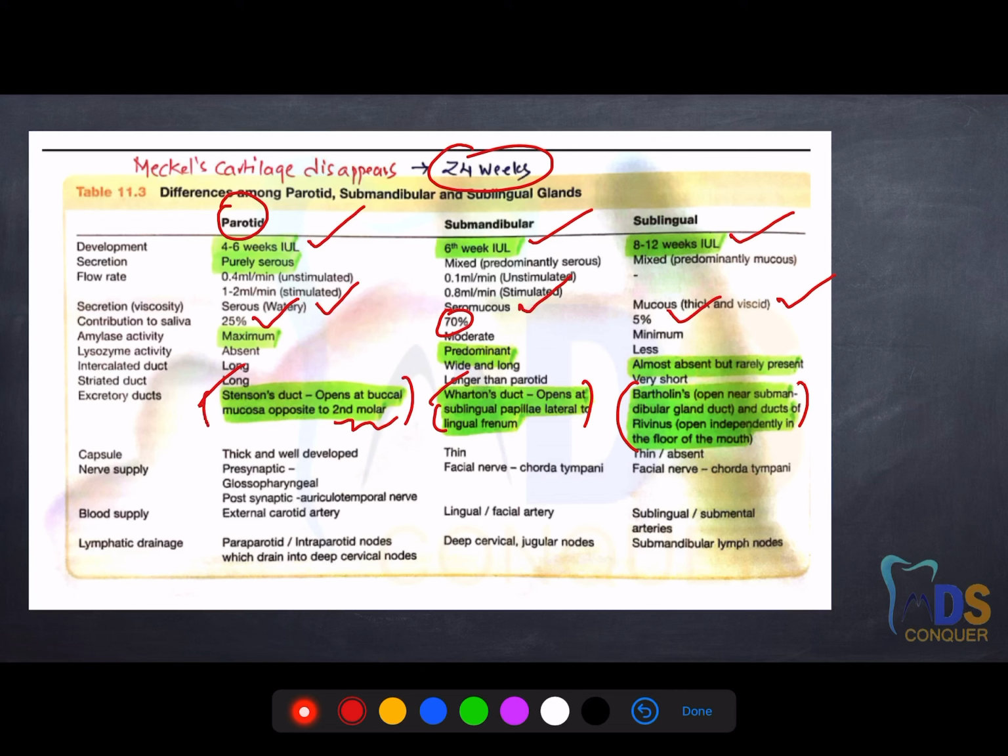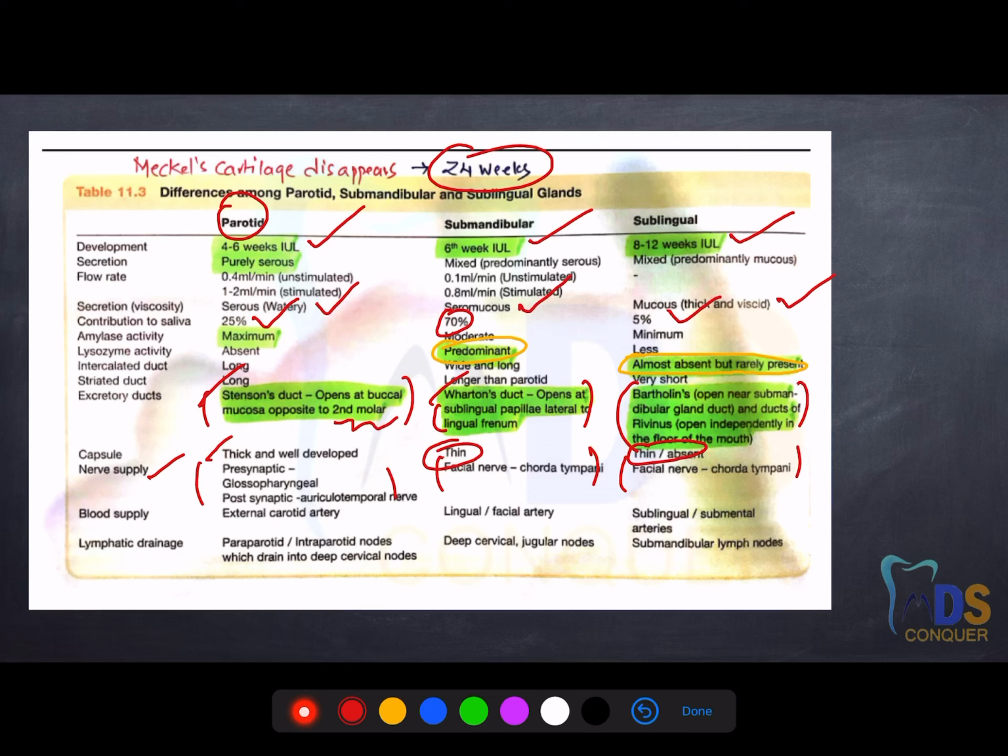Coming to the capsule, it is very thick and well developed here. Capsule is thin or absent here. And coming to the nerve innervation, please do make a note of the nerves here, the facial nerve for the submandibular, facial nerve for the sublingual, and do make a note of the blood supply, the lymphatic drainage and everything. Lysozyme is very predominant in the case of your submandibular. Intercalated ducts are almost absent but rarely seen in the case of the sublingual. Amylase activity is more.